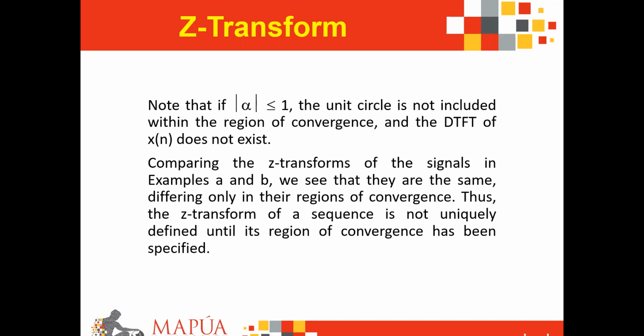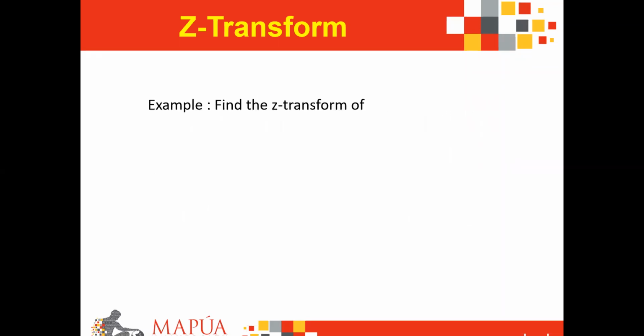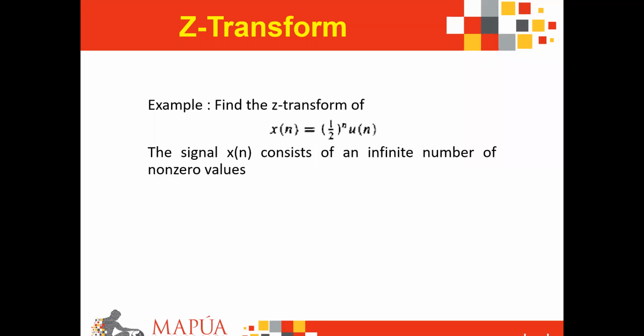Okay? So, the region of convergence will help you convert your signal from a Z transform back to a discrete signal if you know the region of convergence. Okay? So, yun yung concept nun eh. So let's say we have this Z transform nito. What's the Z transform of 1/2 raised to n? So the signal consists of infinite numbers of non-zeros again.